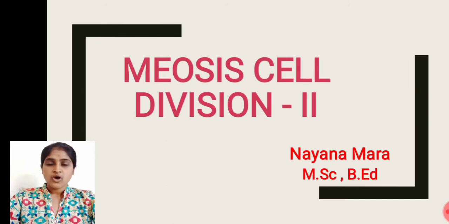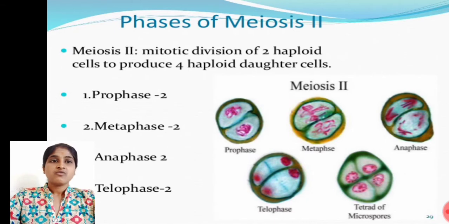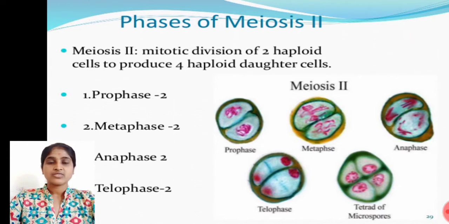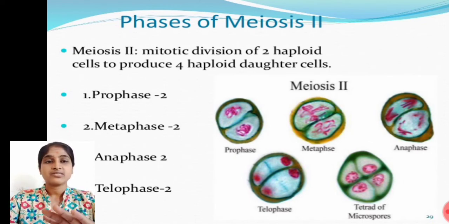Good morning. Today I will start meiosis cell division. In the previous video I already explained the meiosis first cell division. Okay, now I will start with meiosis second. First, see the phases of meiosis second. Here in meiosis second, the meiotic division of two haploid cells produces four haploid daughter cells. When cell division takes place in meiosis second, the two haploid cells will be divided into four haploid cells.